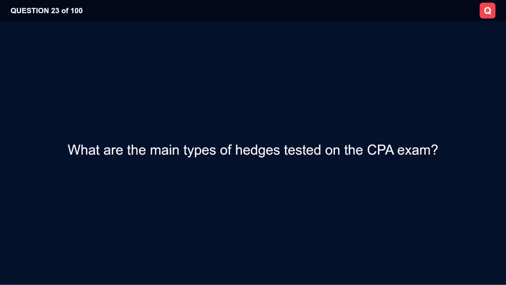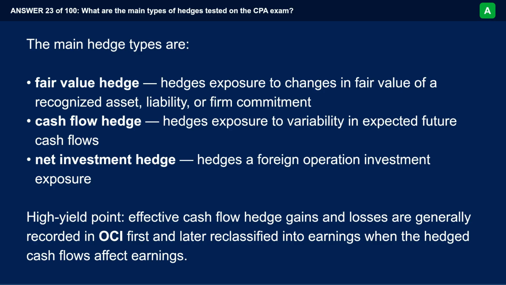What are the main types of hedges tested on the CPA exam? The main hedge types are fair value hedge, which hedges exposure to changes in fair value of a recognized asset, liability, or firm commitment. Cash flow hedge, which hedges exposure to variability in expected future cash flows. Net investment hedge, which hedges a foreign operation investment exposure. High yield point: effective cash flow hedge gains and losses are generally recorded in OCI first and later reclassified into earnings when the hedged cash flows affect earnings.